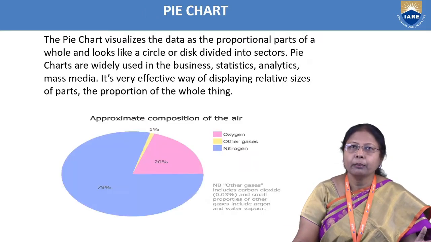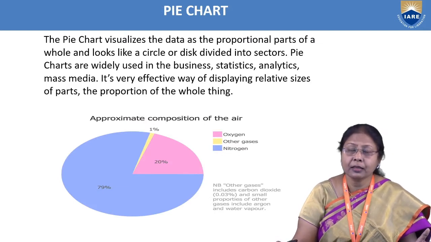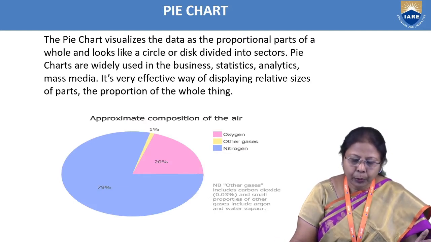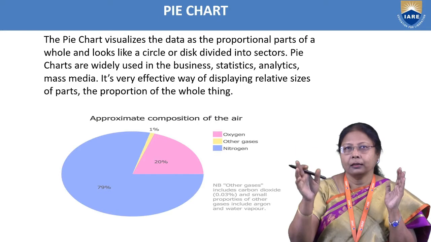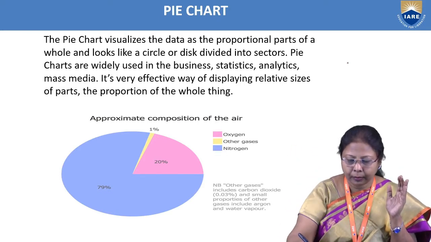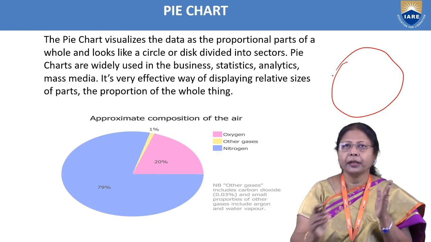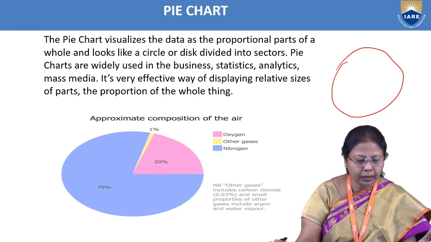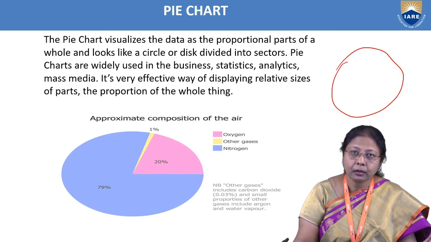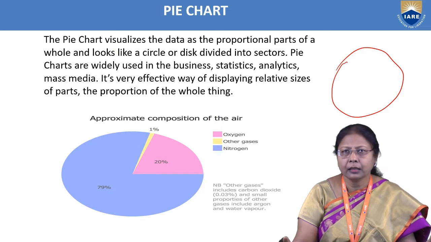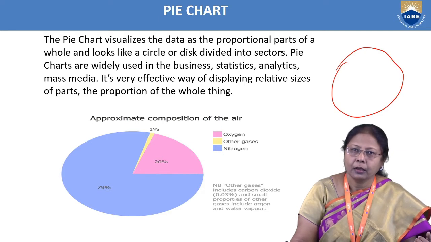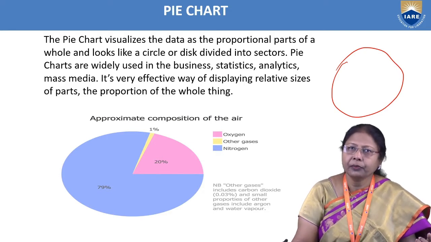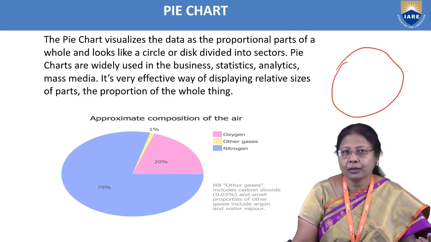And the next one is the pie chart. A pie chart visualizes the data as proportional parts of the whole and looks like a circle or a disc, a round circle divided into sectors. Pie charts are widely used in business, statistics and analytics, and even in media. It is a very effective way of displaying relative sizes.